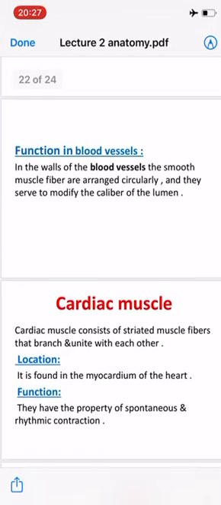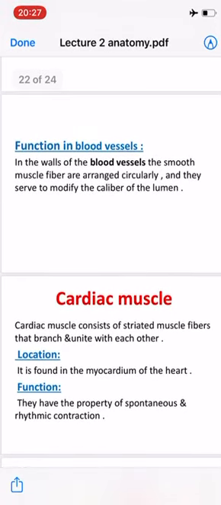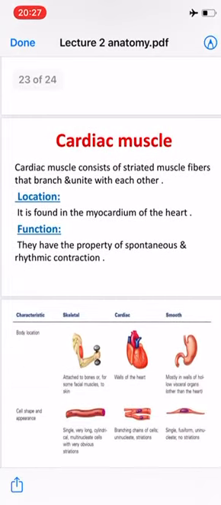And the function in the blood vessels. In many walls of the blood vessels, the smooth muscle fibers are arranged circularly and they serve to modify the caliber of the lumen. وبالنسبة لوظيفتها في الأوعية الدموية، تساعد العضلات الملساء على التحكم في محيط الأوعية الدموية.